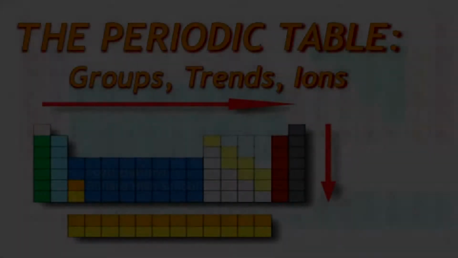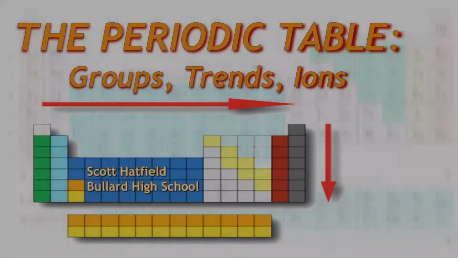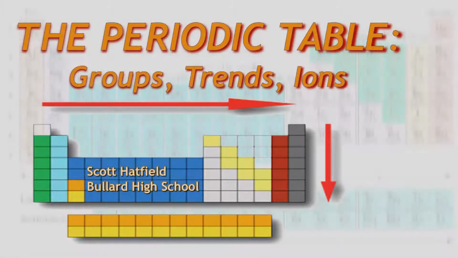Good morning, students. This is the second set of PowerPoint-based notes for Section 5 of our textbook. Previously, we had the periodic table and overview, and that covered Section 5.1. Today, we're going to cover Section 5.2 and 5.3, and even some parts of Chapter 6. So we call this Groups, Trends, and Ions.